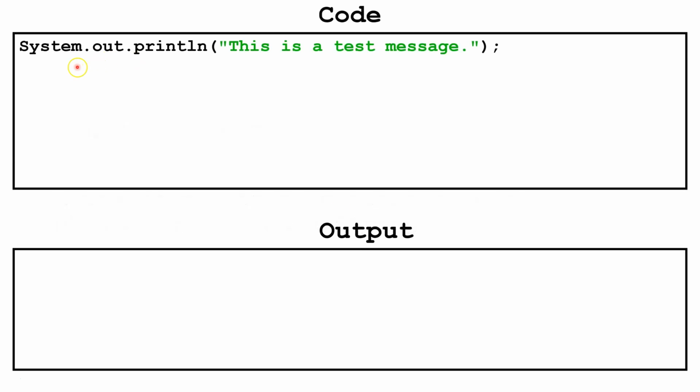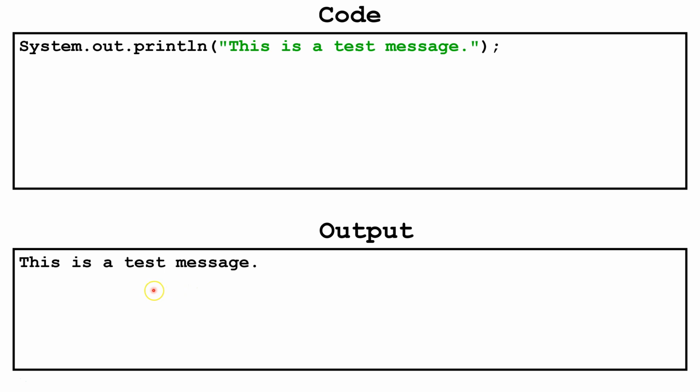Let's take a look at this line of code. System.out.println("This is a test message"). And the quotes tell the computer that everything inside here is a string. Most IDEs will color code strings, so that way we can easily recognize them in code. We run this, and then it prints out, this is a test message.